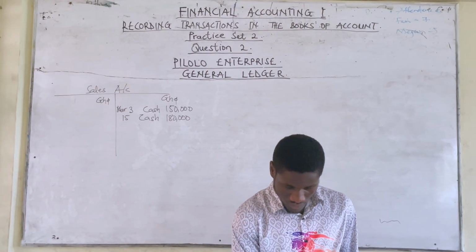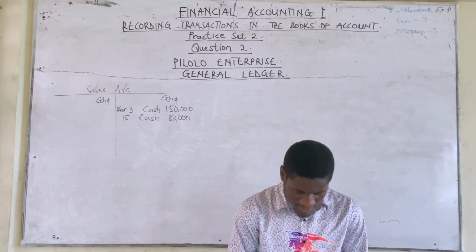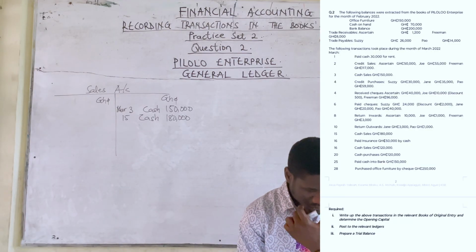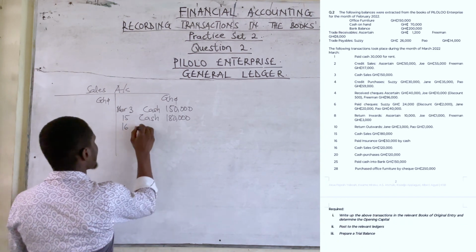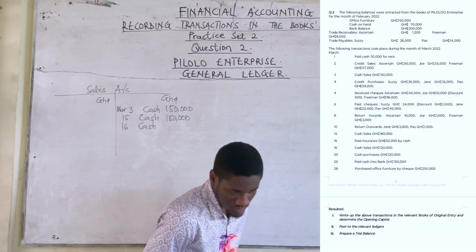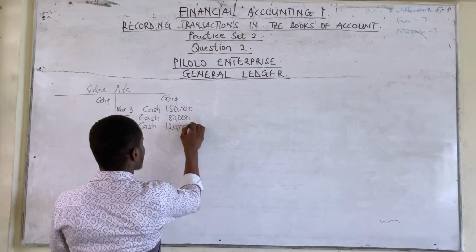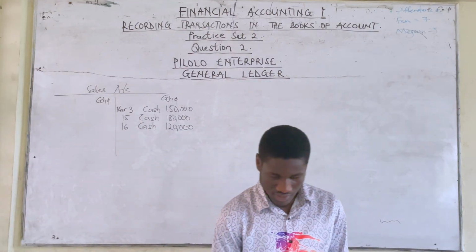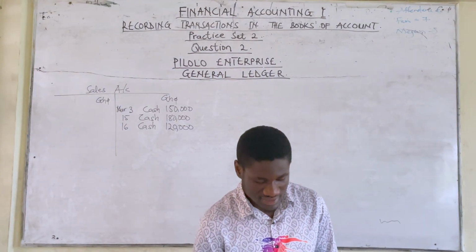Good. Now we move on to March 16th. March 16th, there was another cash sale, okay? So the same, March 16th, which was 120,000. We will check for any other sales transaction. Okay, so there are no sales transactions again.